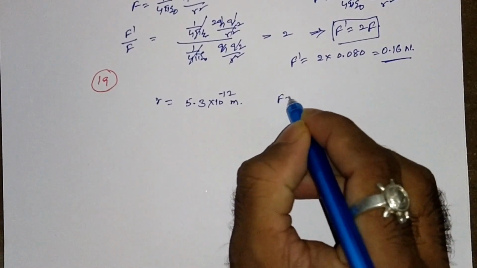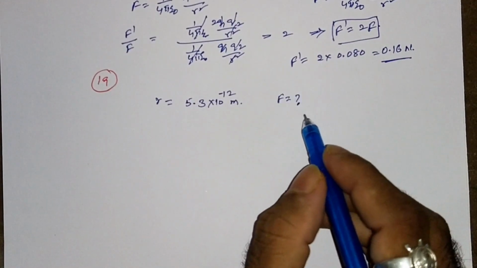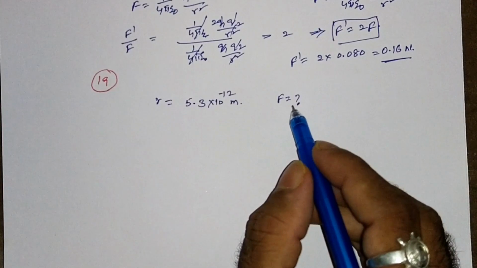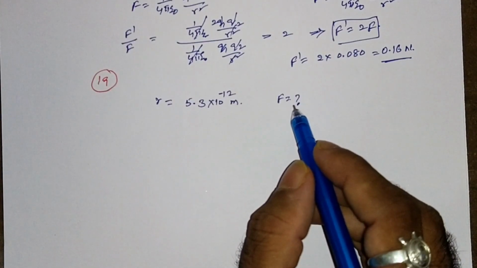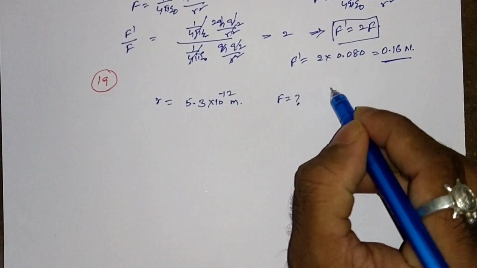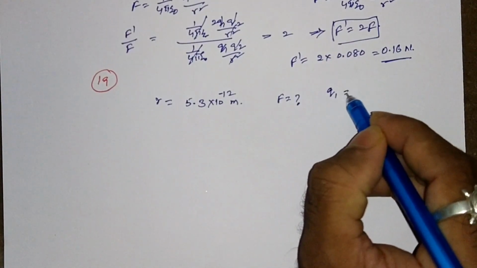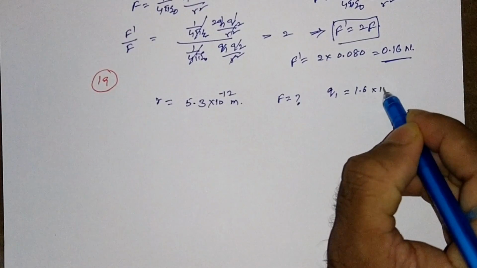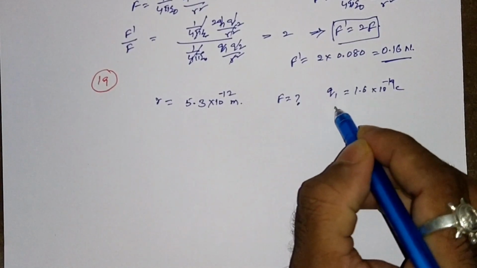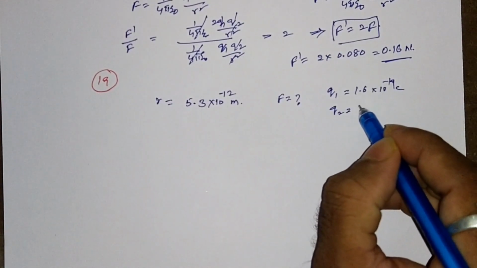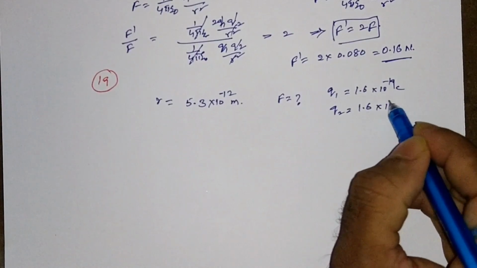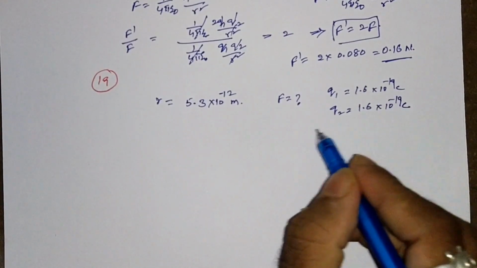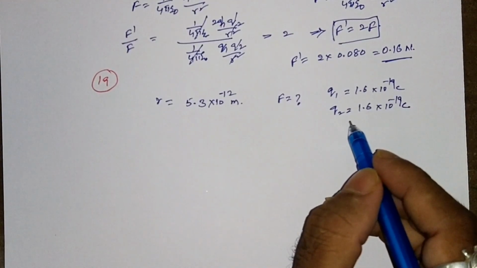So we need to calculate force. To calculate force we need charge. So here what are the charged particles given? Electron and proton. We know that charge on electron, let us take as Q1, that is 1.6 into 10 power minus 19 coulomb. Charge on proton, let us take Q2, that is also 1.6 into 10 power minus 19 coulomb. So now you can solve, I think.